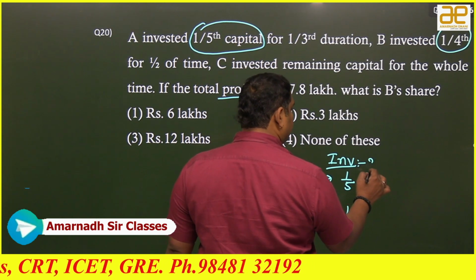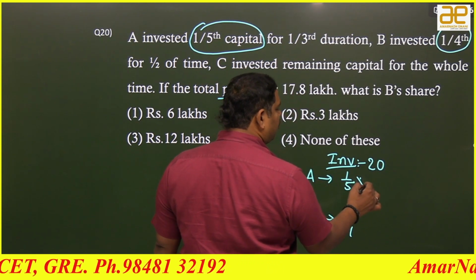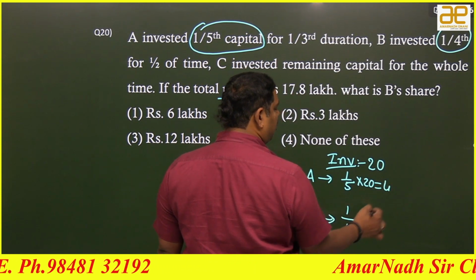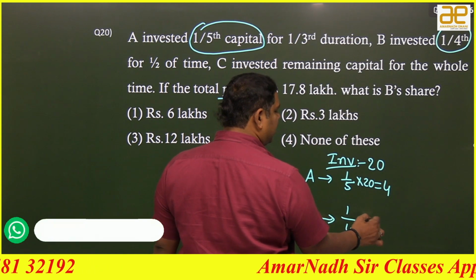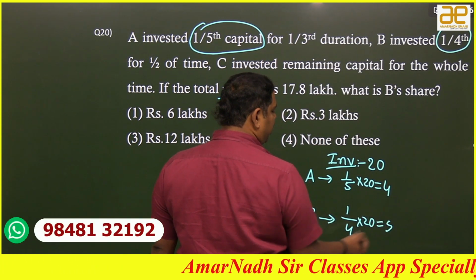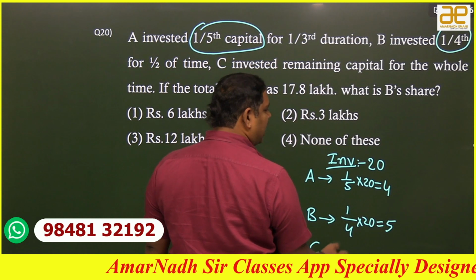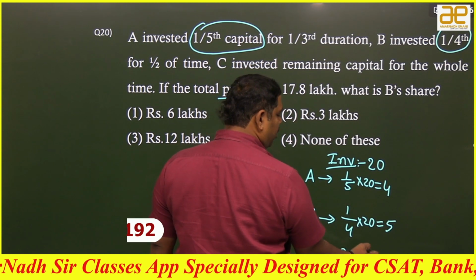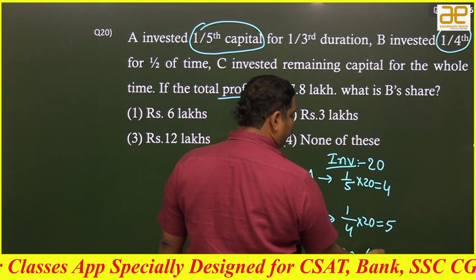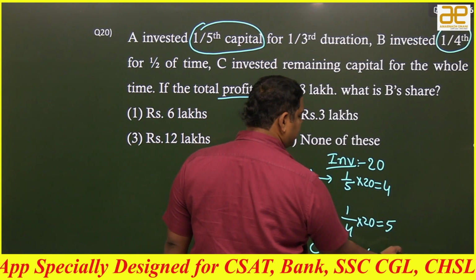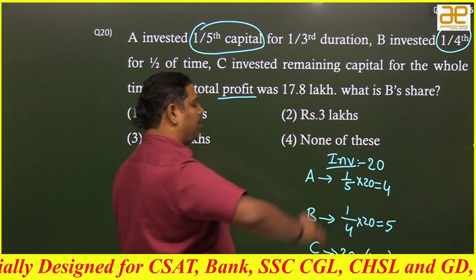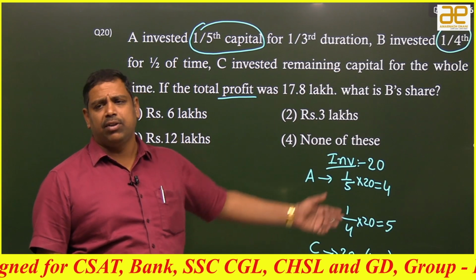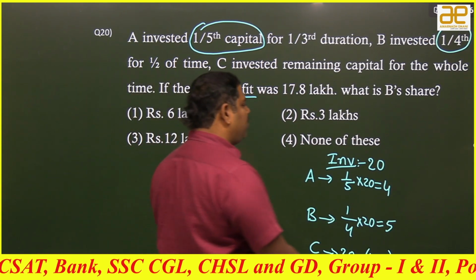So if I take 20 rupees, 1 by 5 into 20 means 4 rupees is the investment of A. 1 by 4 into 20, that is 5 rupees, is the investment of B. And coming to C, the remaining amount: out of 20 I have to remove these two, 4 and 5. 4 plus 5, I remove 9. So 20 minus 9 is how much? 11 rupees. So this is the investment's point of view. Now it is easy for us. Similarly go with the time also.